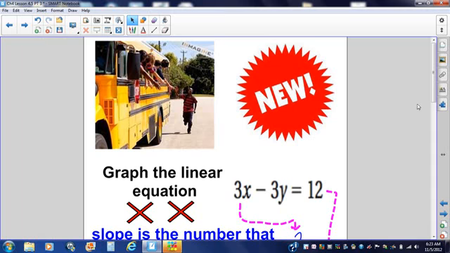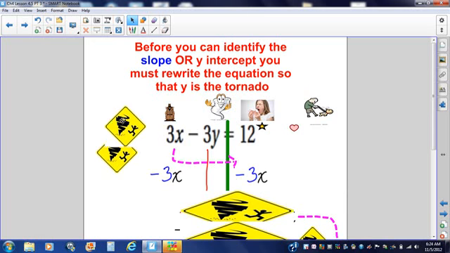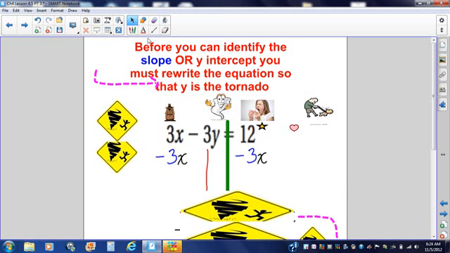Alrighty. This part should be easy, so here we go. Rewrite the equation so that y is a tornado. 3x is a spy. I'm going to subtract 3x on both sides. These will cancel. Bada bing, bada boom. Over here, I cannot put them together. One is a star, one is a heart. One is allergic to dogs, one has a dog.